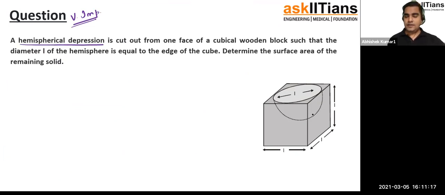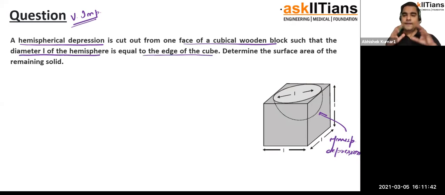So this depression that you have here, this is the hemispherical depression. Okay. This is what they are talking about. Hemispherical depression. Clear? This is what they are talking about. Is cut from one face of a cubical wooden block, such that the diameter L of the hemisphere is equal to the edge of the cube.